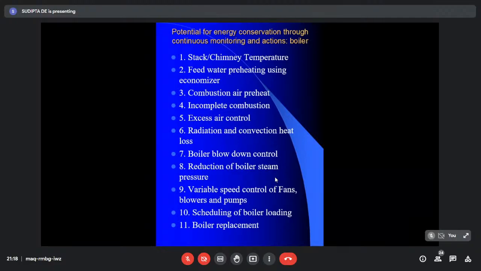Previously, at lower load, devices like fans, blowers, pumps would run at the same speed with a bypass of this output flow of air or water.